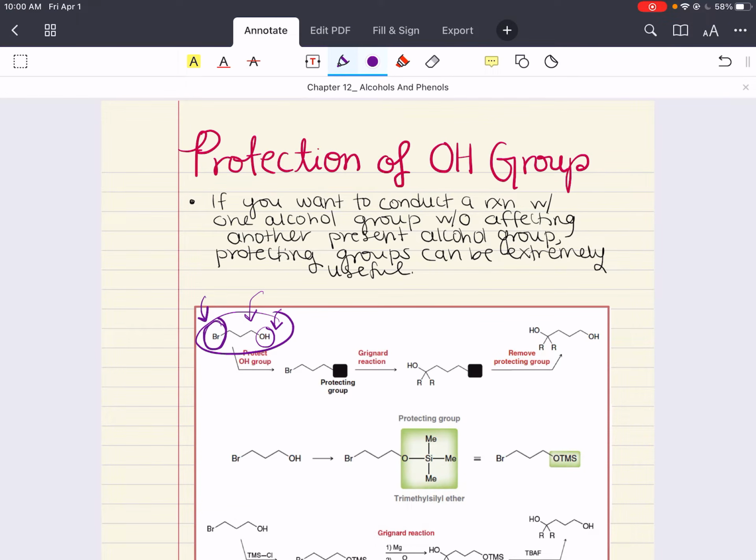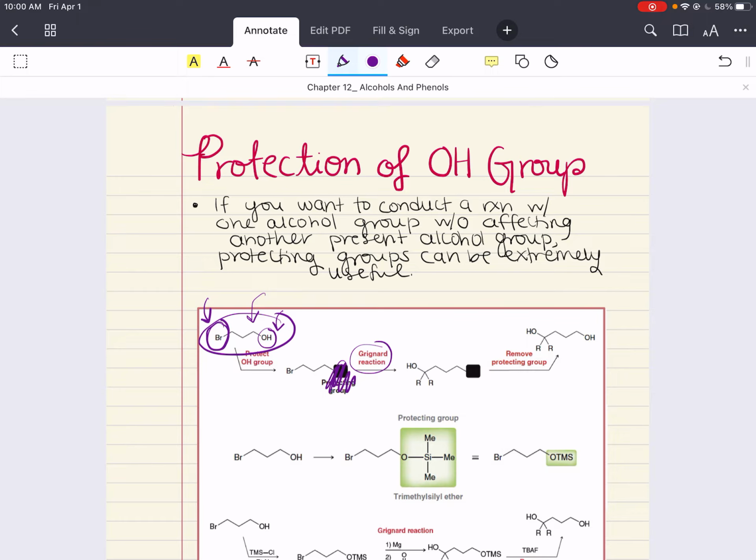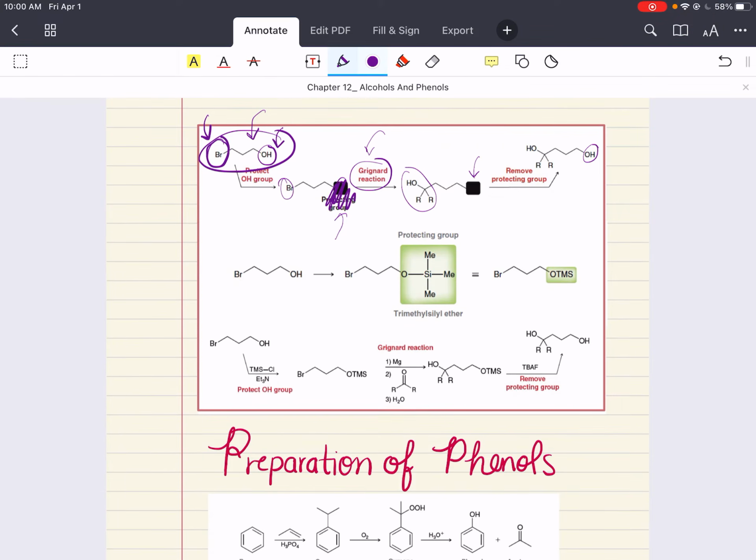What we can do is protect this alcohol group, so convert it to something else. Then proceed through the Grignard reaction to operate on this bromine to get an alcohol group there. Then we can remove that protecting group and put back our alcohol. If we never protect the alcohol, whenever we're doing the Grignard reaction, it will do something to the alcohol we don't want. So a good protecting group is going to be OTMS, which is our trimethylsilyl ether.